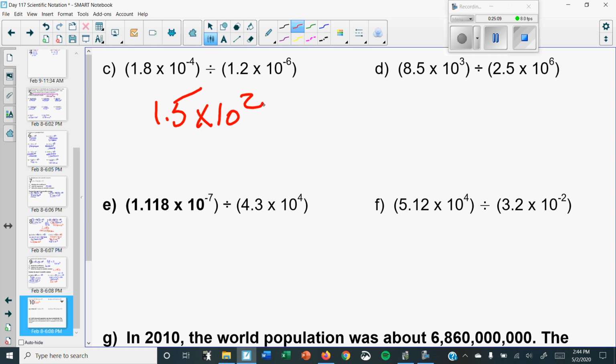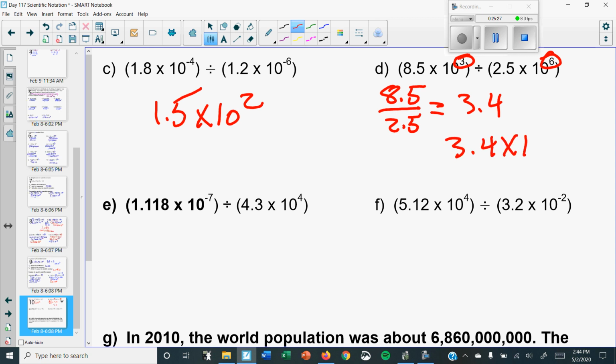Okay, 8.5 divided by 2.5. When you do that, you get 3.4. That's good. When you divide, though, you subtract the exponents. 3 minus 6 is negative 3. So you get 3.4 times 10 to the negative 3.